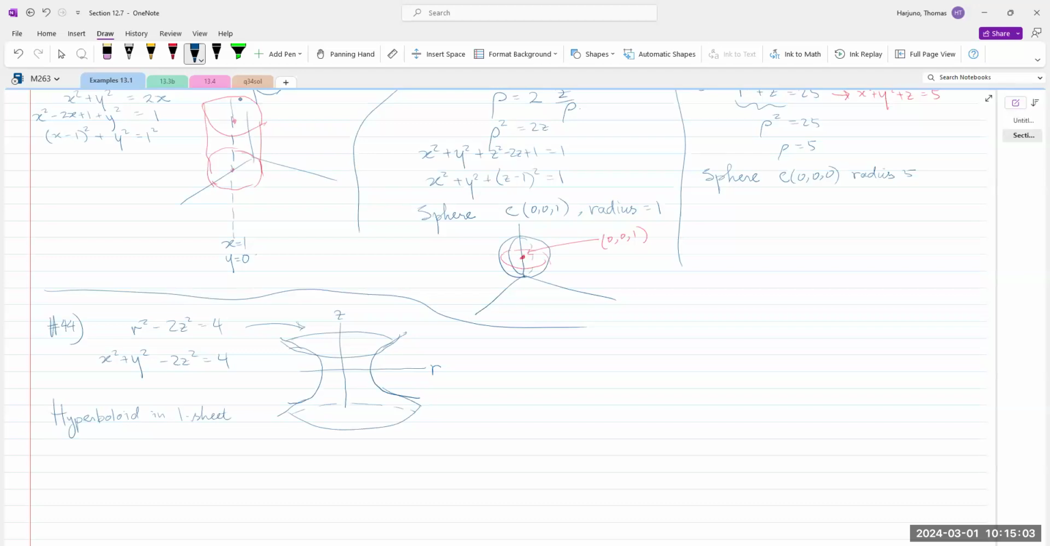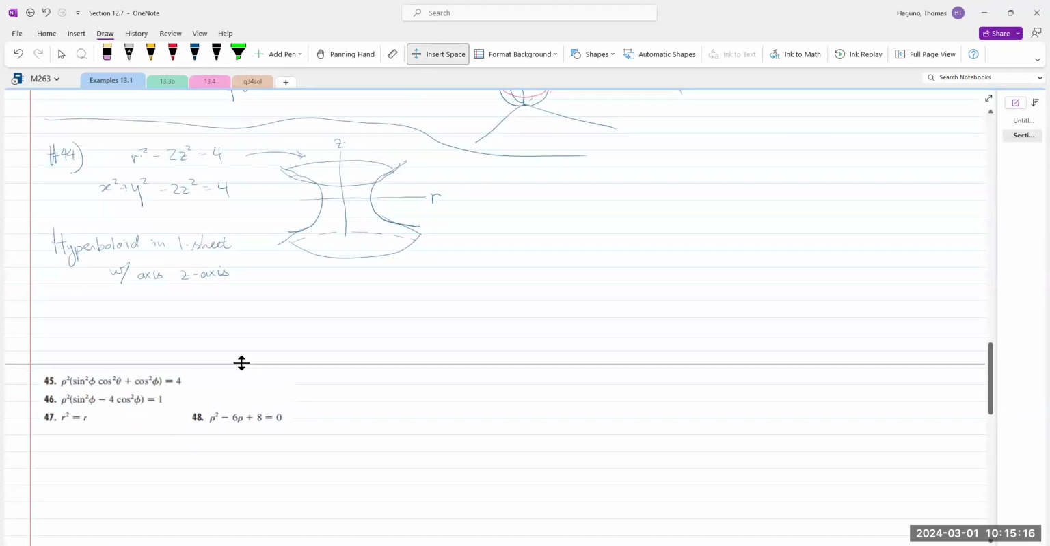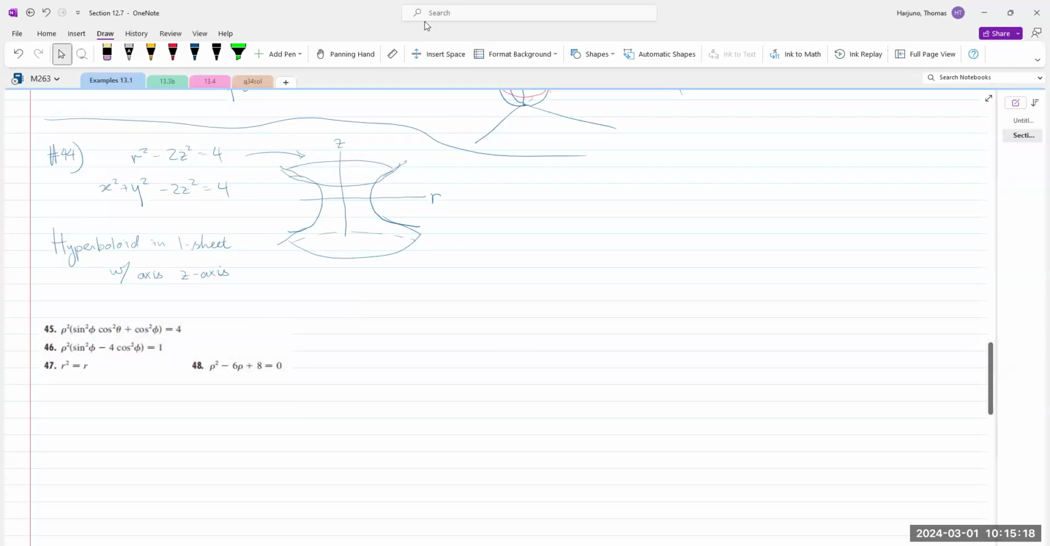In fact, we have z axis. Okay, that's for number 44. Let's go on. Number 45.